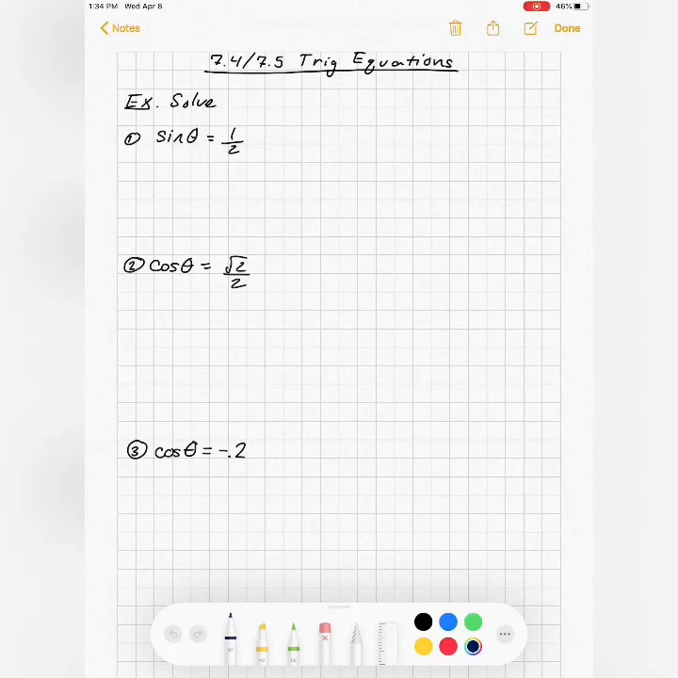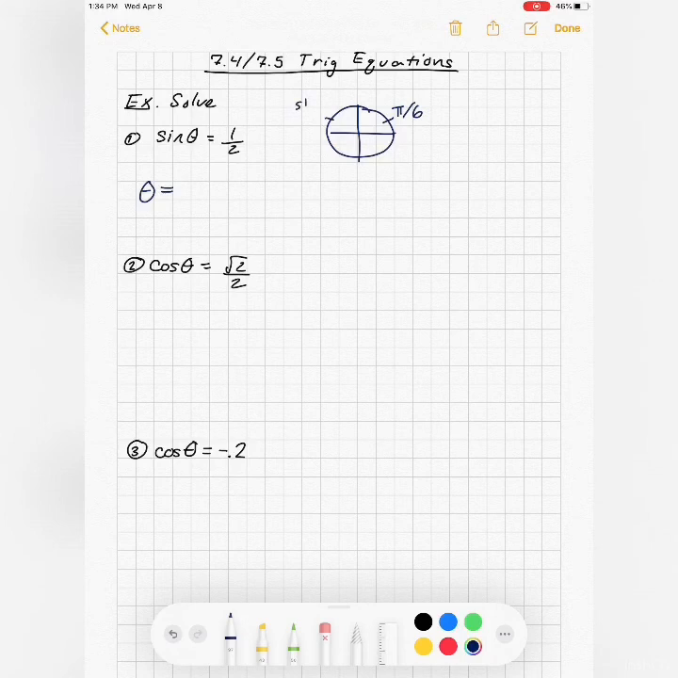Okay, let's take a look at 7.4 and 7.5. Solving trig equations. So these are actually really easy. When I see solve, that means my goal is to isolate the variable. So in this case, that would be theta. So let me think about the unit circle. Okay, I'm looking for where sine theta equals 1/2.